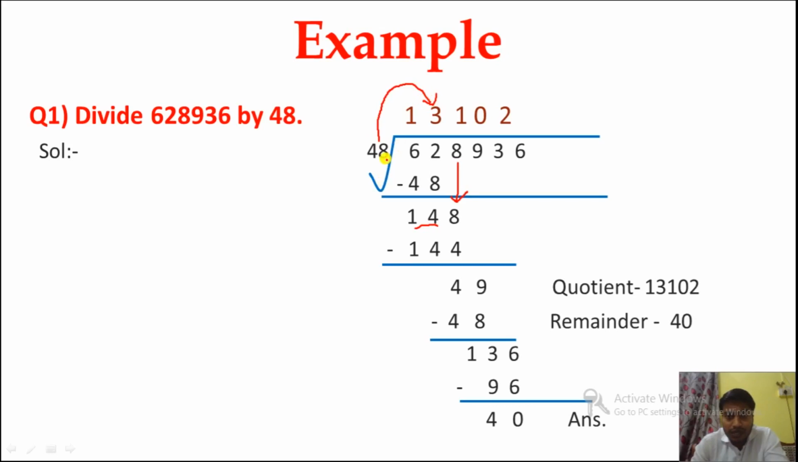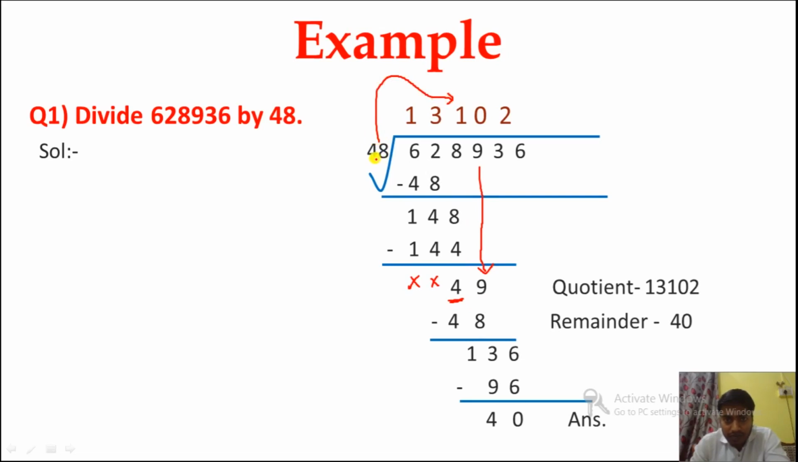It will go 3 times. When we multiply 48 by 3, 3 into 8 is 24, carry 2, 3 into 4 is 12 plus 2 is 14. So here we got 144. Now we have to subtract. 8 minus 4 is 4, 4 minus 4 is 0, 1 minus 1 is 0. So here we got 4. Clear to you? Now bring down this 9 here. Now it became 49. Now we have to divide by 48. So it will go one time now.